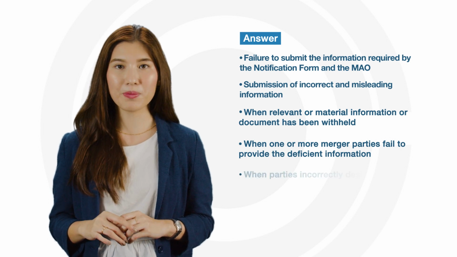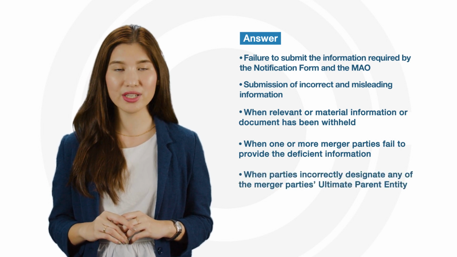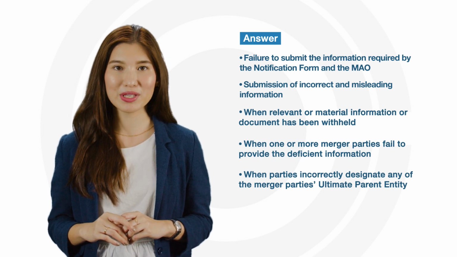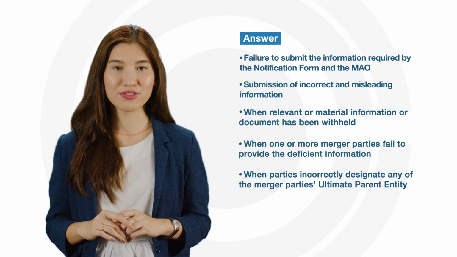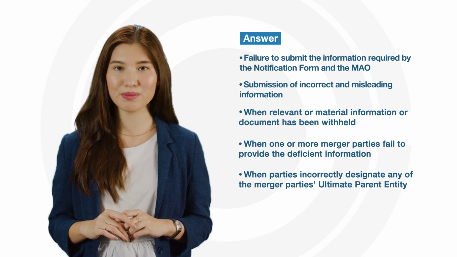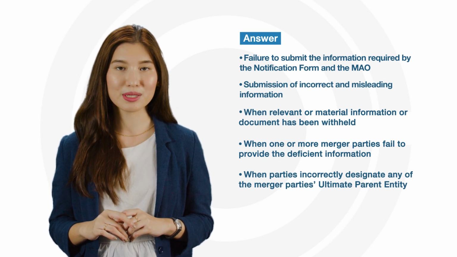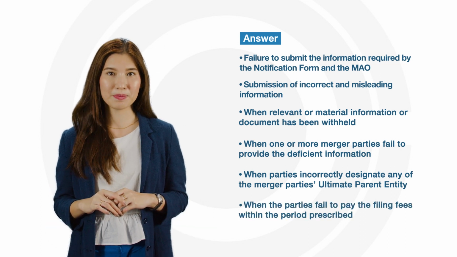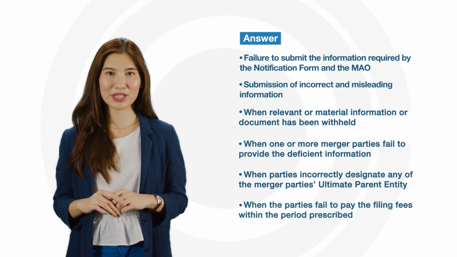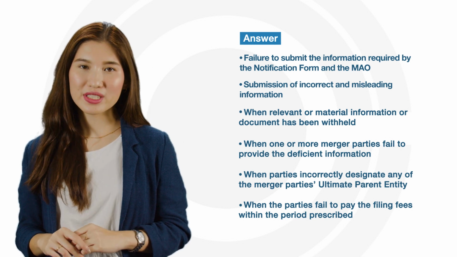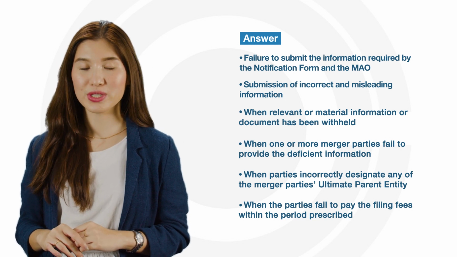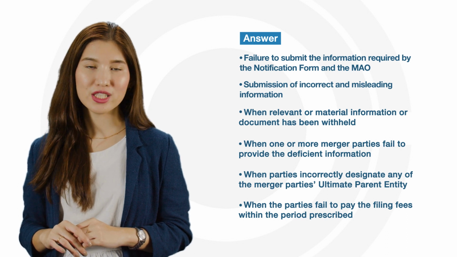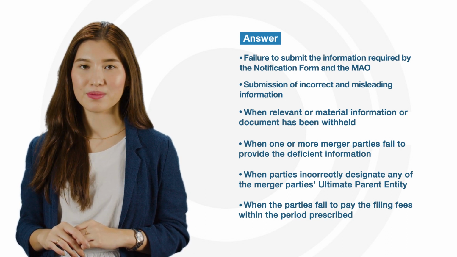Third, when the parties incorrectly designate any of the merger's parties' ultimate parent entity. This may be corrected by the parties after they have made a preliminary determination of the correct ultimate parent entity. Fourth, when the parties fail to pay the filing fees within the period prescribed. Please note that if a notification form is returned to the parties, it will be treated as if no notification was ever made to the Commission.